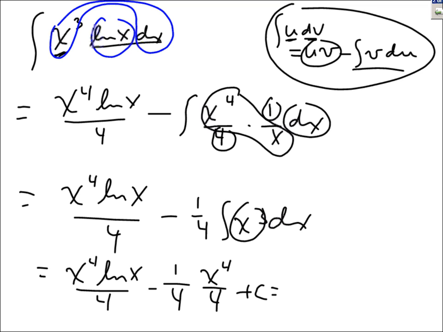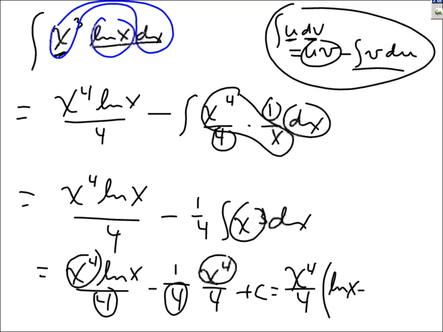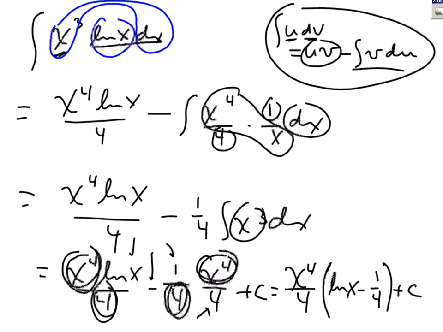Now factor out x to the 4 over 4. We can do that. So we have x to the 4 over 4 times ln of x minus 1/4, plus c. If we backed it out, what goes inside these parentheses is what I did encircle. The ln of x is the 1, the division line, and the 4.